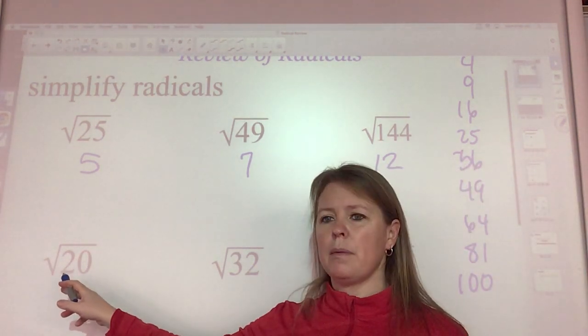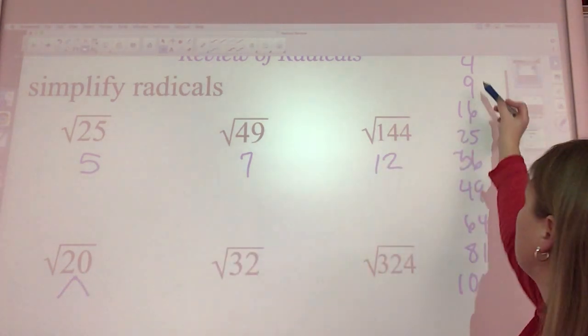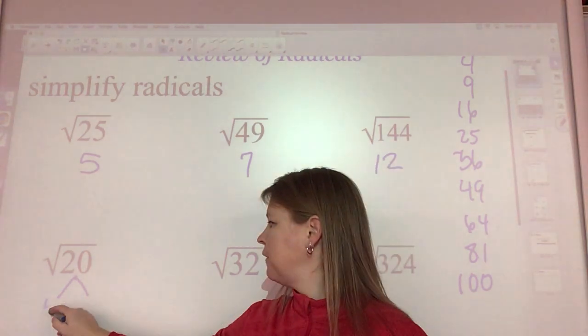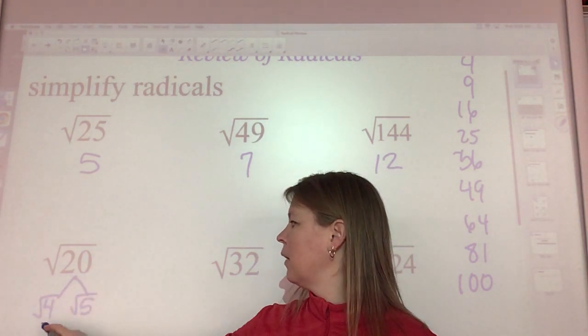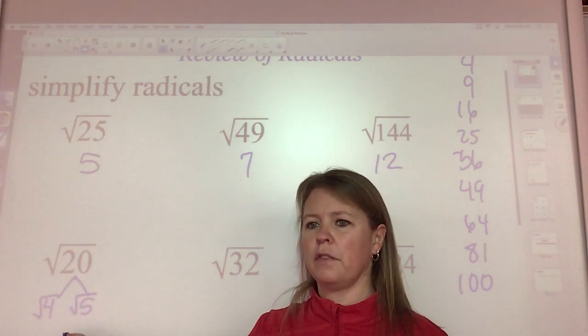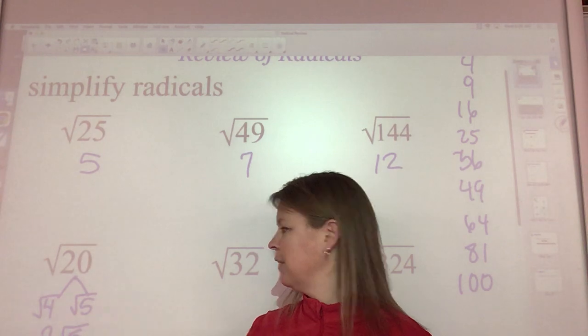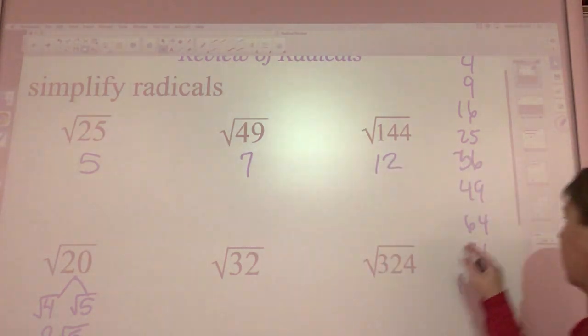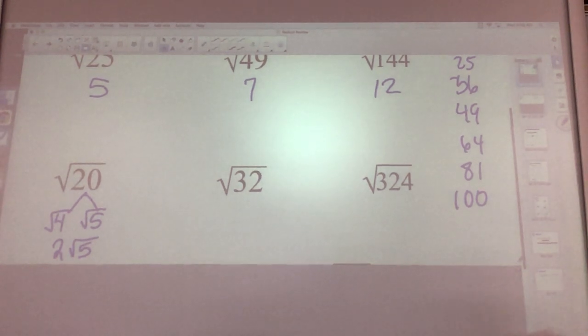So you were taught probably one way to do it, and that one way was to say, I know a perfect square, 4, that is a factor of 20. So I can break the square root of 20 down into the square root of 4 and the square root of 5. I know that the square root of 4 is 2, and the square root of 5 is what I have left. That's okay, and that works. It is a way to simplify radicals.